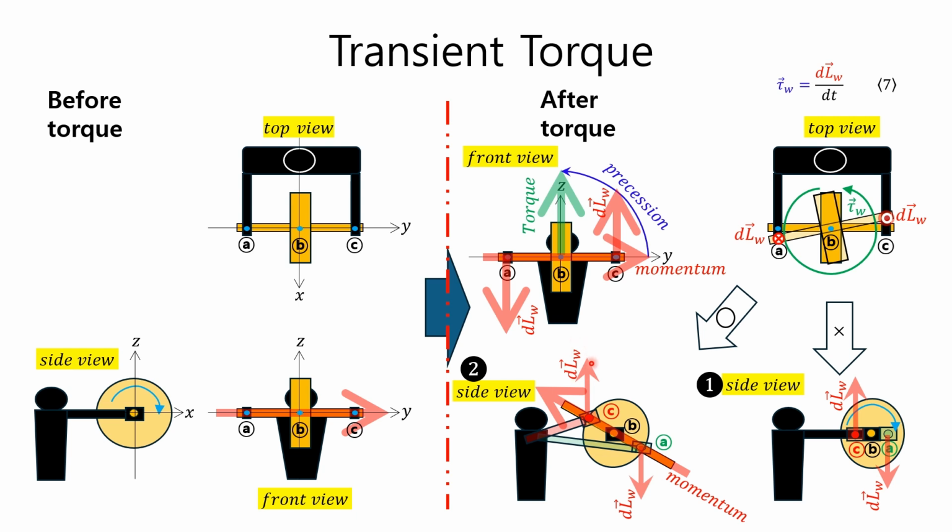An easy way to figure out the direction of precession is to remember that, as explained earlier, when the starting point of the angular momentum arrow and the starting point of the torque arrow are placed at the same point, the tip of the angular momentum arrow always follows the tip of the torque arrow. Let's take another look at the direction of precession using this.